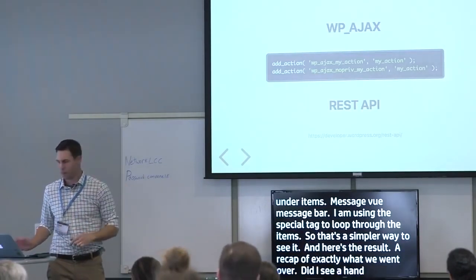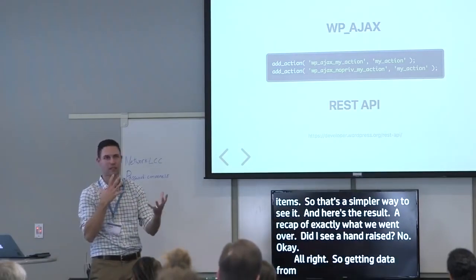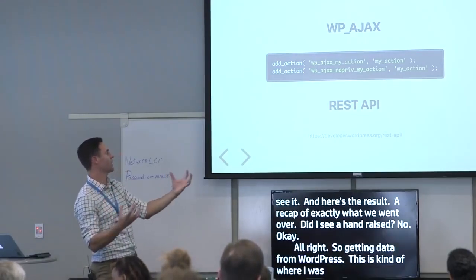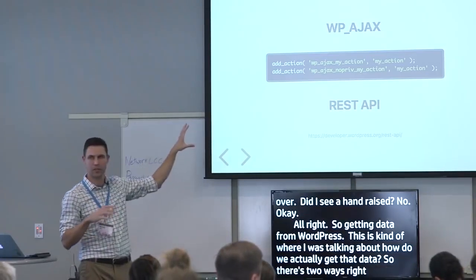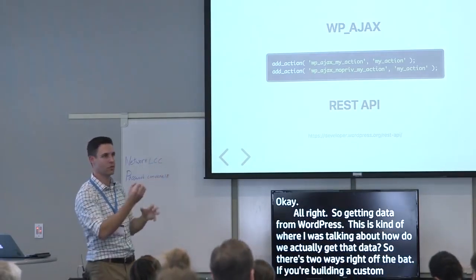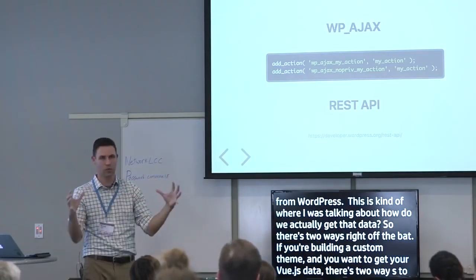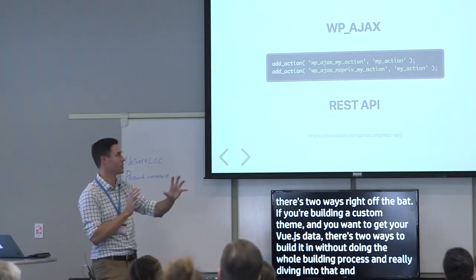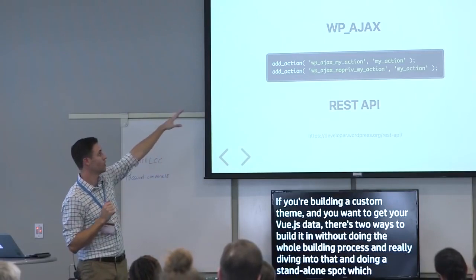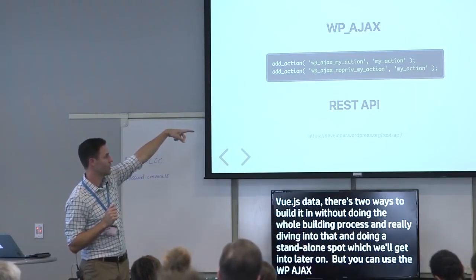No, okay. All right, so getting data from WordPress, this is where I was talking about, how do we actually get that data? There are two ways right off the bat. If you're building a custom theme and you want to get your Vue.js data, there are two ways to build it in without doing the whole build process and diving into a standalone SPA, which we'll get into later on. You can use the WP Ajax action or the REST API. Two different ways you can pull data.